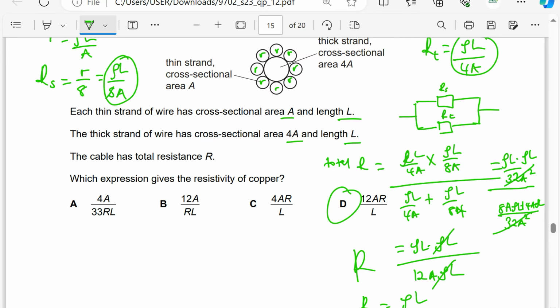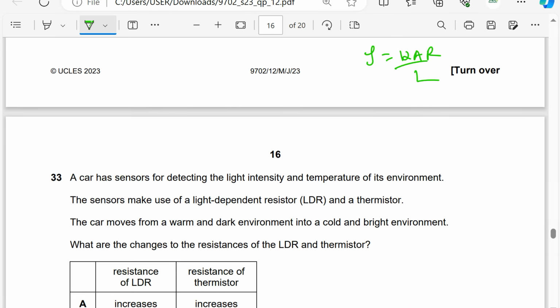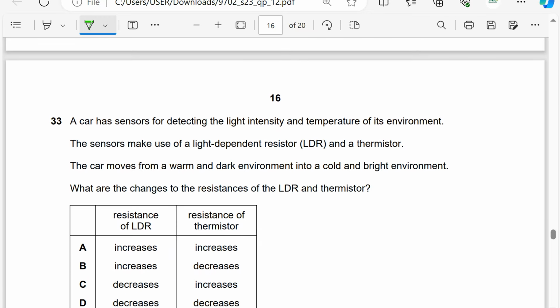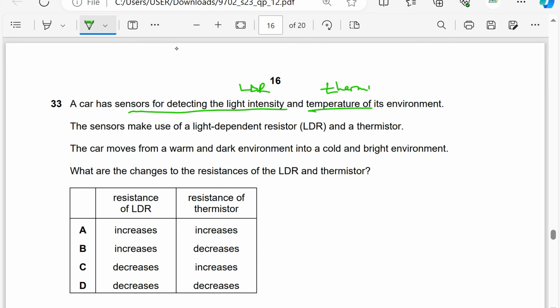So I try to use long algebra, but it's fine, it's worth it. A car has sensors for detecting the light intensity and temperature of its environment. Light intensity, that is the LDR. Temperature, that is the thermistor. The sensors make use of a light-dependent resistor and the thermistor.